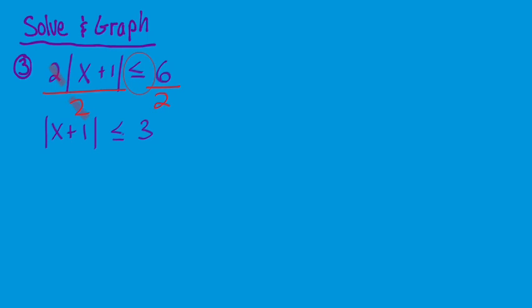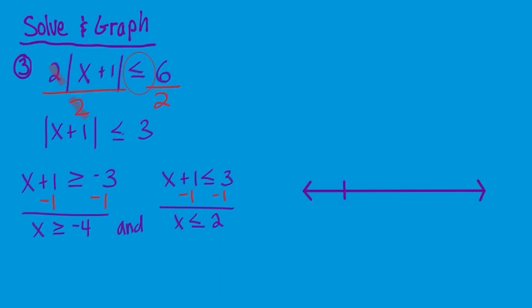Now I'm going to do the positive and negative version. I need to do a flip and switch. And then just the positive, subtracting 1 from each one. And when I graph it, I should see that it is an and situation. And it is.